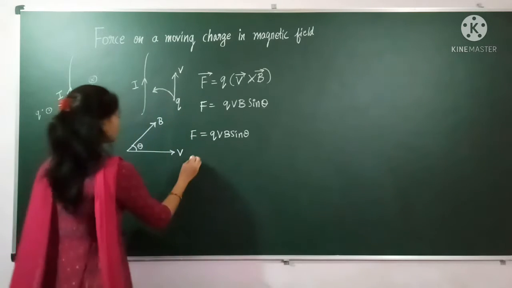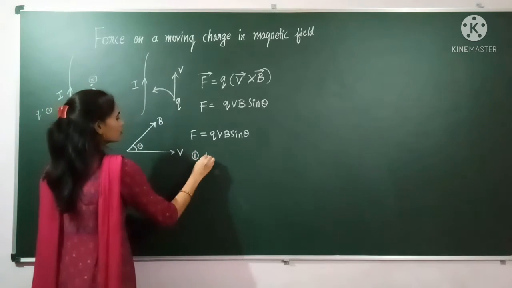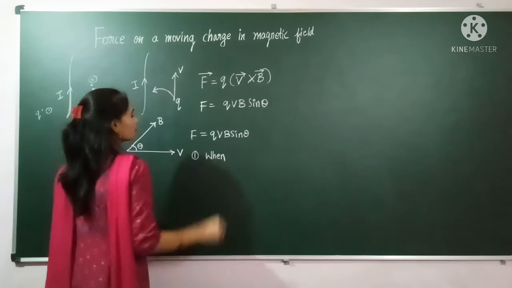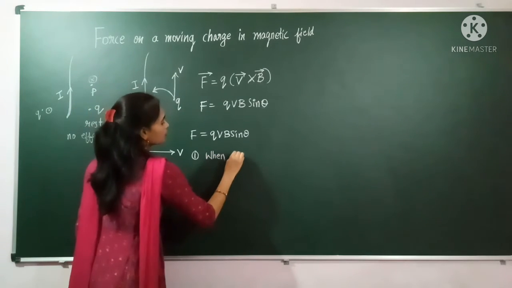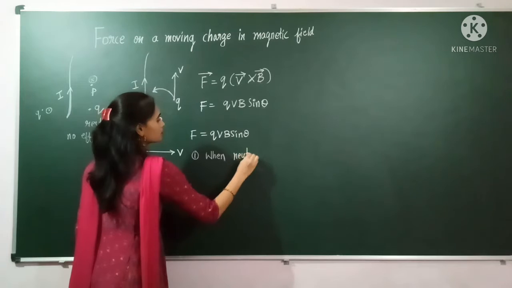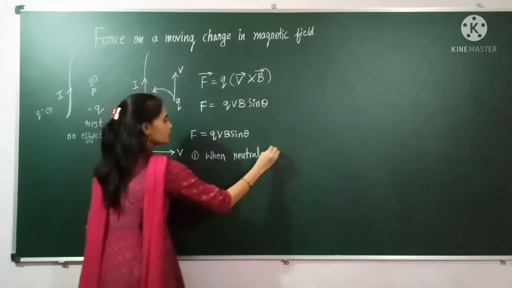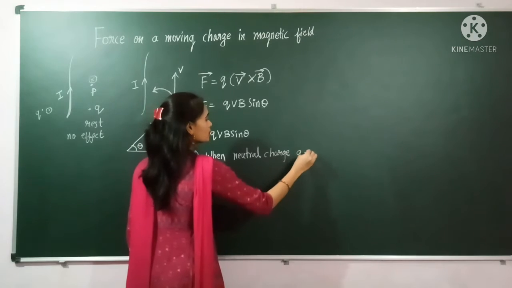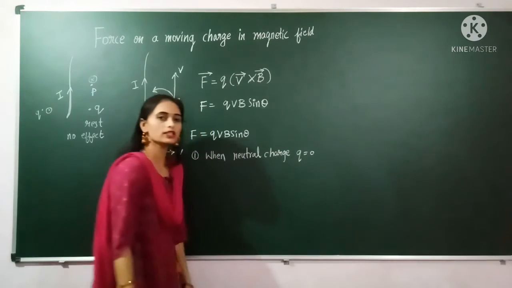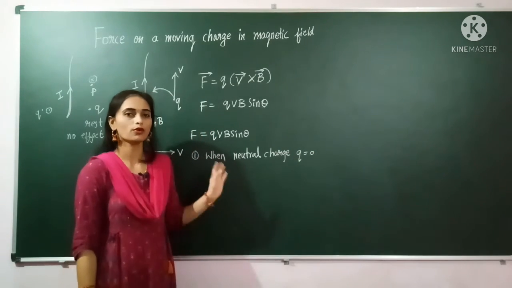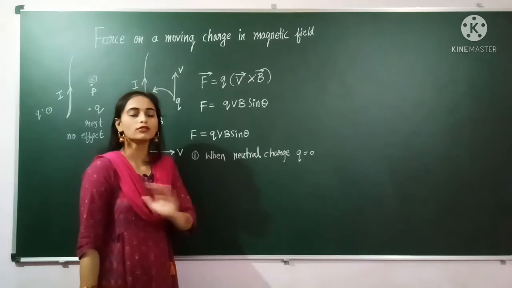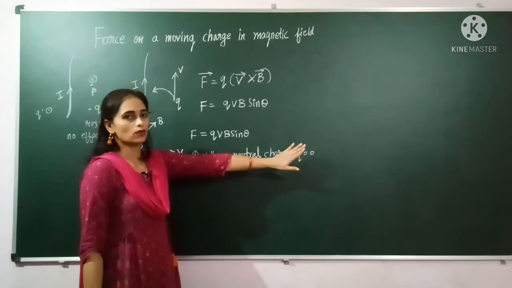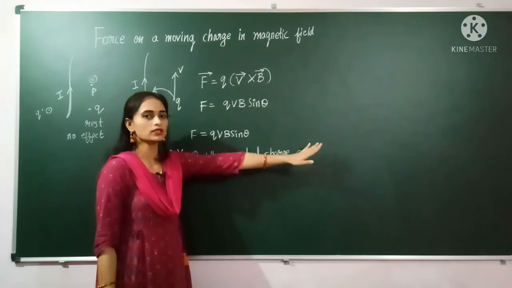So first case, we'll take when there is a neutral charge, meaning Q is equal to 0. Neutral charge, like a neutron: if a neutron enters the magnetic field, then it will not experience any kind of force. So in this case, your magnetic force becomes 0.